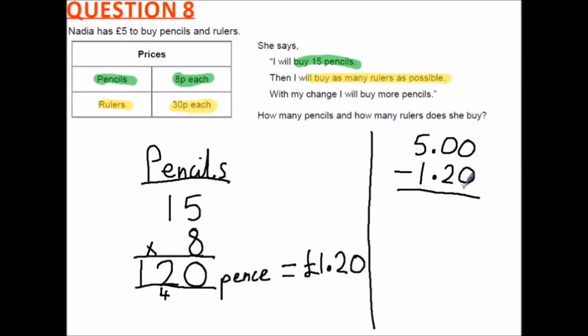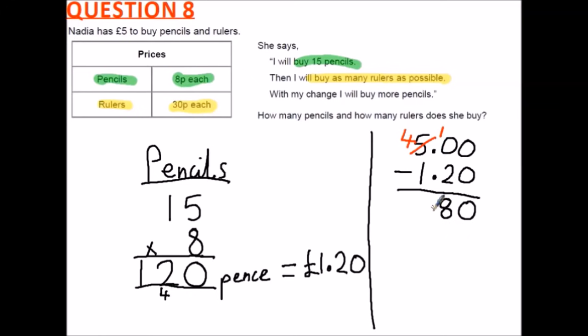0 take away 0 is just 0. 0 take away 2, using this method, we can't do. So I'm going to borrow 1 from the 5, which then becomes a 4. And the one I'm borrowing, I'm going to move on to that 0. So this 0 is now a 10. 10 take away 2 is 8.